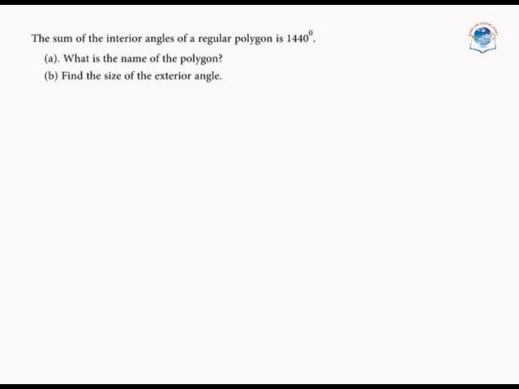Last example. The sum of the interior angles of a regular polygon is 1440. A. What is the name of the polygon? And B. Find the size of the exterior angle.